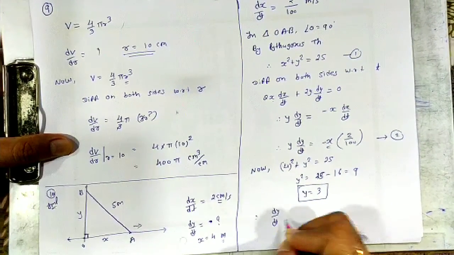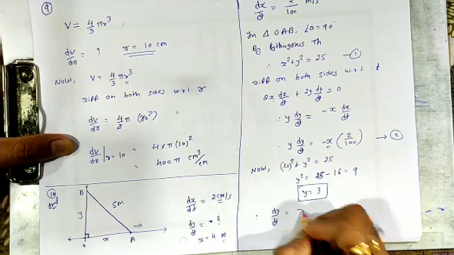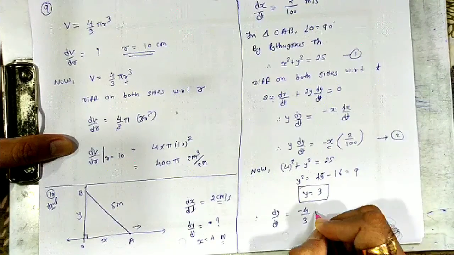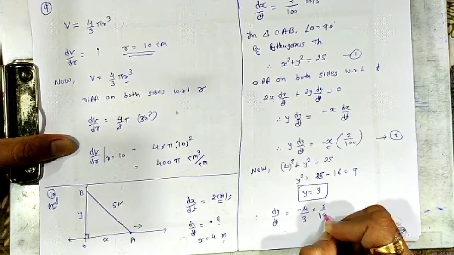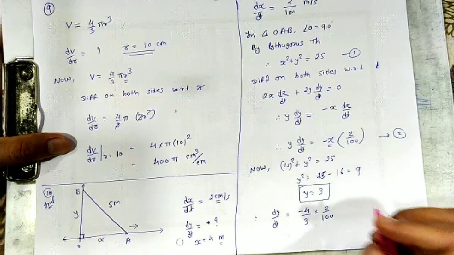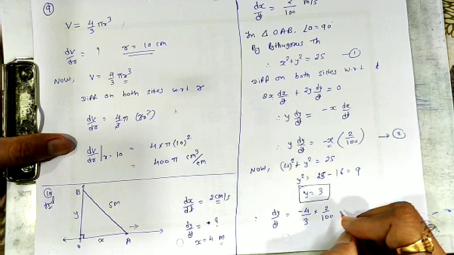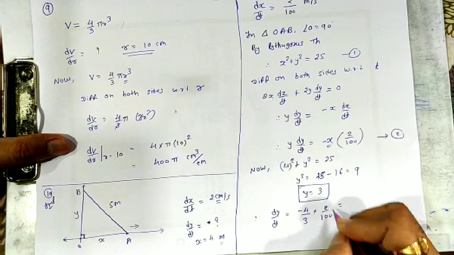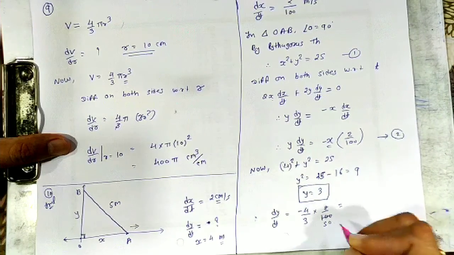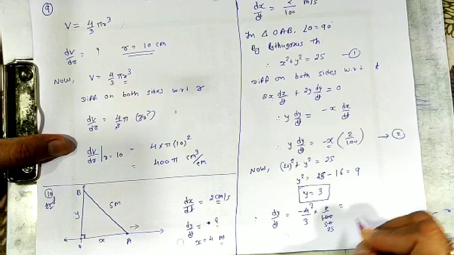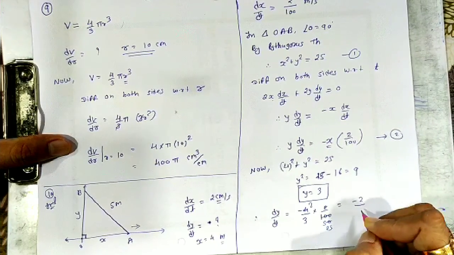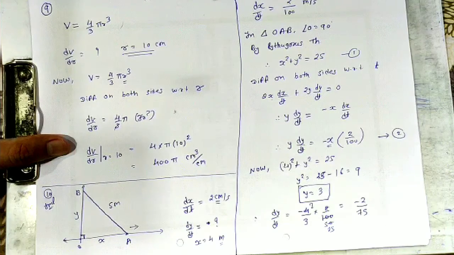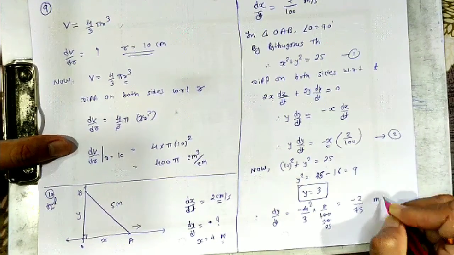So dy by dt equal to minus x by y. So minus x is 4, by y is 3, into 2 by 100. So this will be minus 8 by, cutting this we get 50, cutting this we get 225. So this will be minus 2 upon 75. Minus 2 upon 75. This one is meter per second.